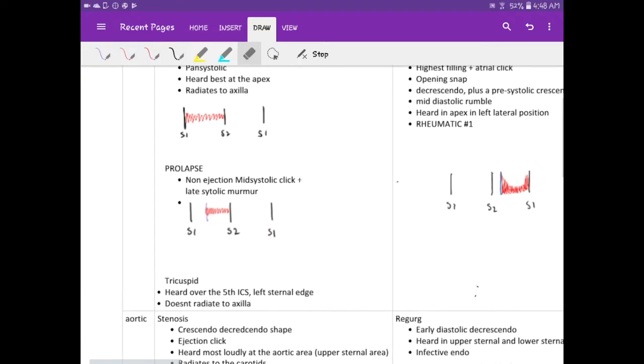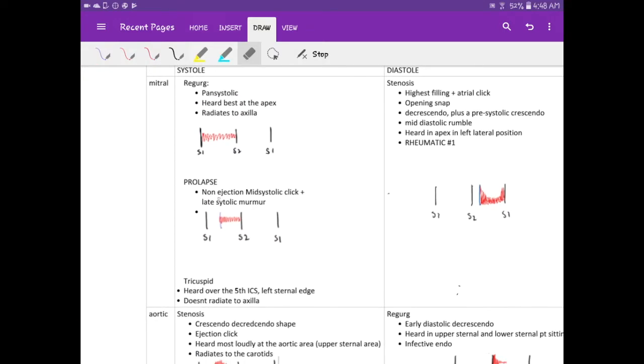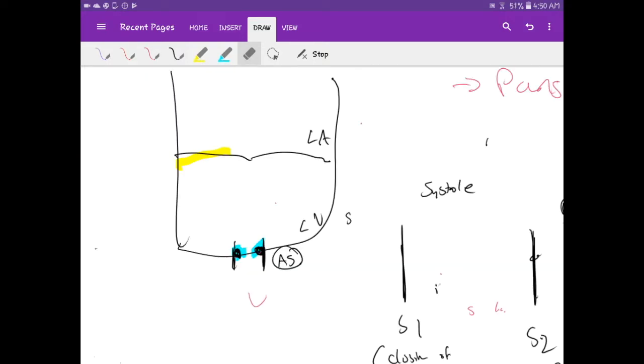All right, so we move on to our table. As I said, a mitral prolapse is a non-ejection mid-systolic click, which we mentioned, and a late systolic murmur. Okay, perfect. So we're talking about aortic stenosis here. There is a stenosing, a narrowing here. In systole, basically the blood comes this way.